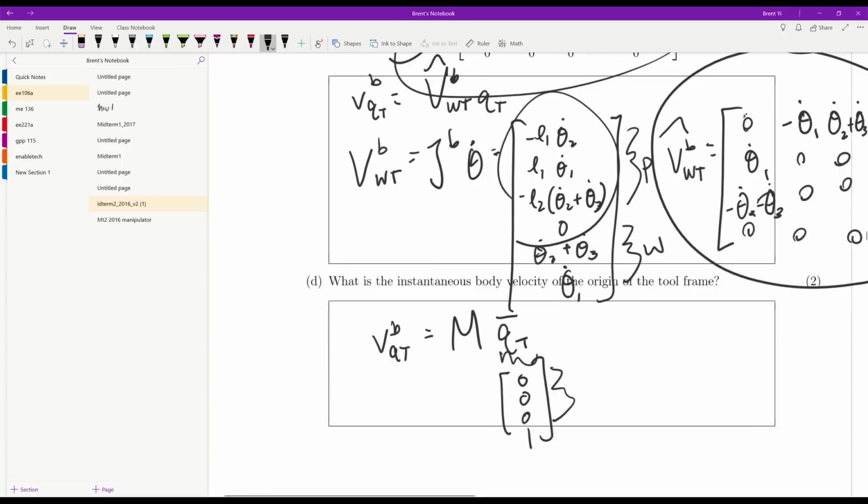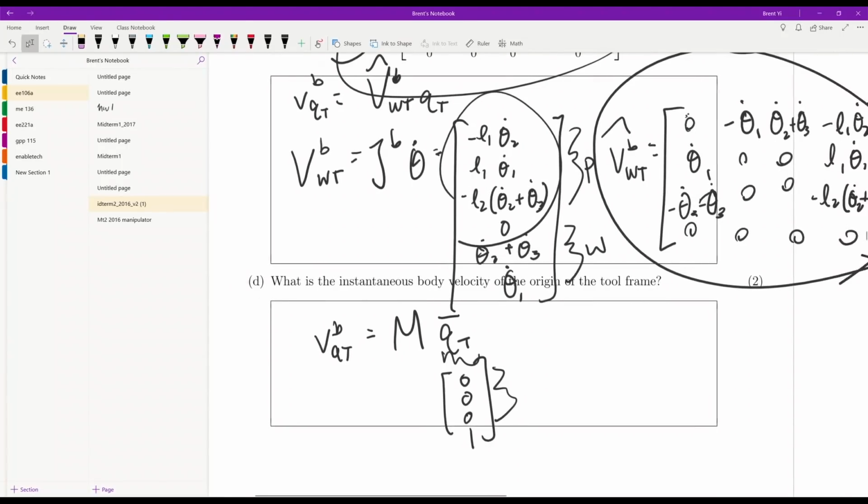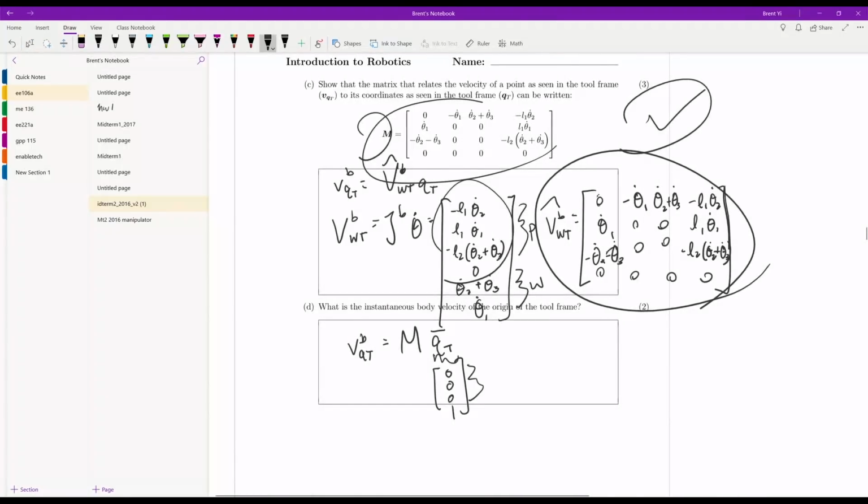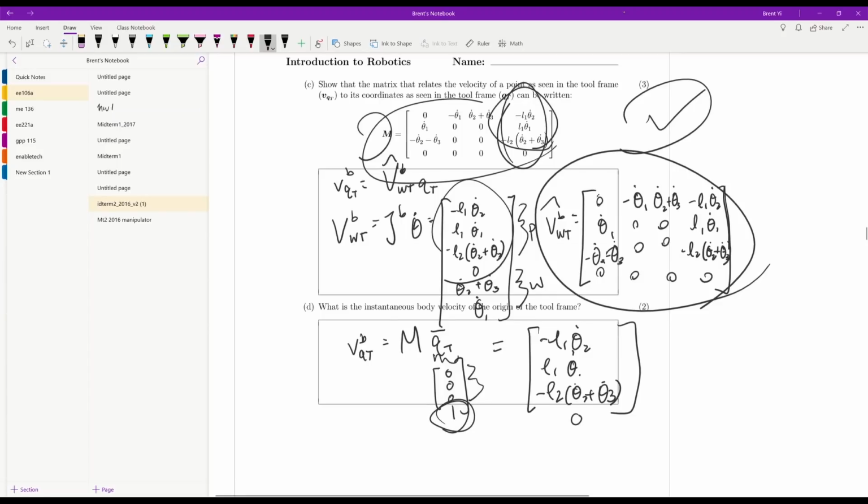Okay, and if we do this matrix multiplication here, what we'll end up with is just this last column. So we get that VBQT is equal to negative L1 theta 2 dot, L1 theta 1 dot, negative L2 (theta 2 dot plus theta 3 dot), and then 0. Okay, you can kind of see that because this 1 here just pulls out this last column, whereas these 3 zeros zero out anything in front of them. Sorry, that's a little bit messy, but hopefully that gets the idea across.